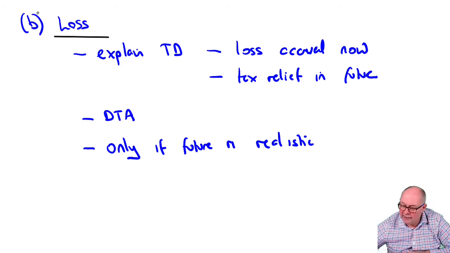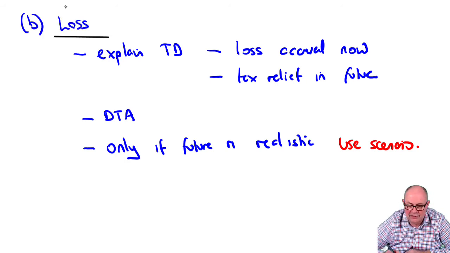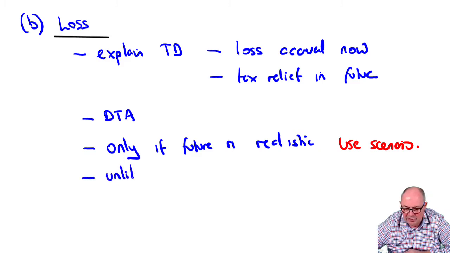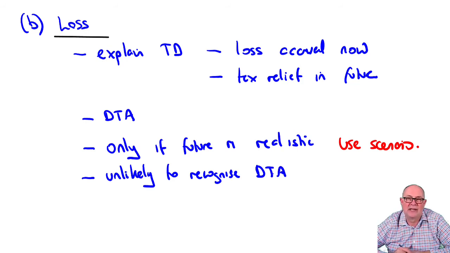Then you can use the scenario. There are lots of things in the scenario. It says they can only carry losses forward 2 years. It says they've got a history of losses, so they're not very good. And the market is down. So once you've used the scenario, you can then say, which is normally the answer in these questions, I don't think we should recognise the deferred tax asset. So we might be saying you'd be unlikely to recognise the deferred tax asset.